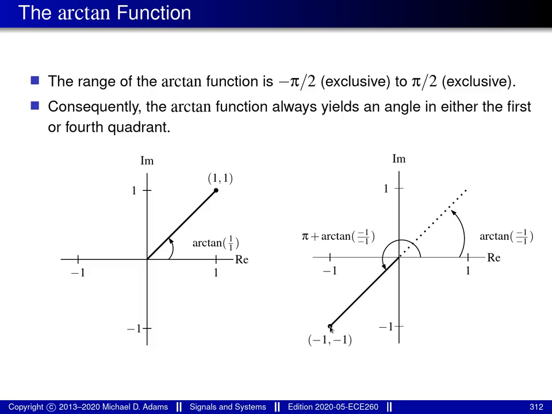When you're computing the argument of complex numbers and you're using the arctan function, you have to be very careful about what quadrant the complex number lies in. In some cases, you can directly apply the arctan formula, like over here. In other cases, you have to add pi to the result.